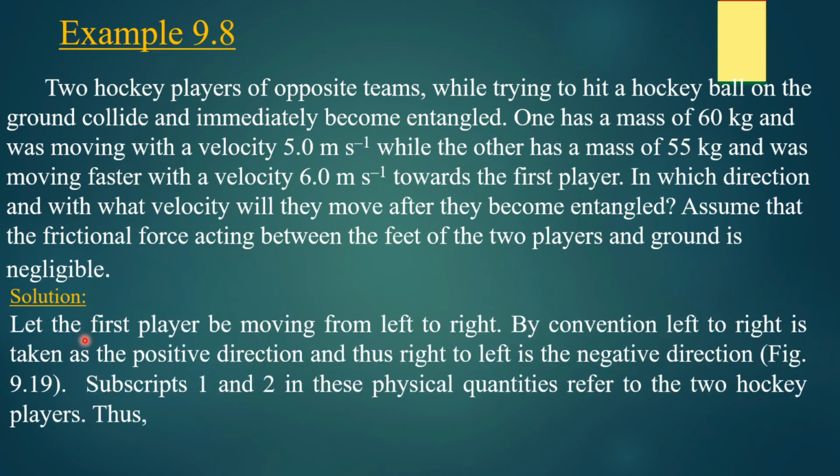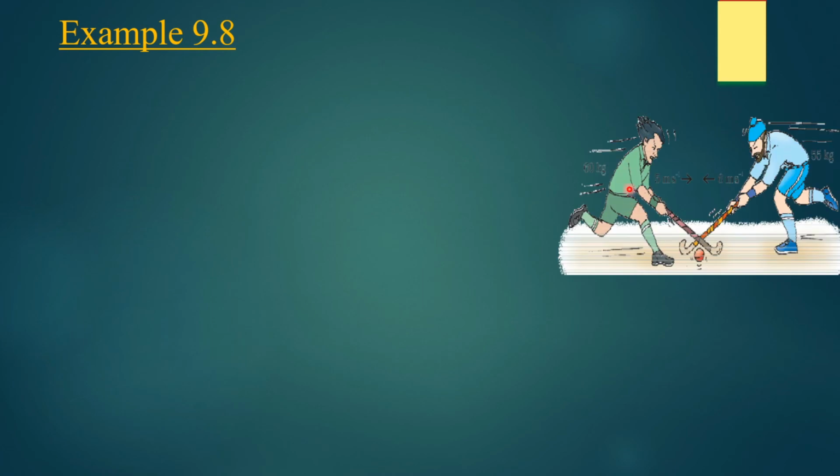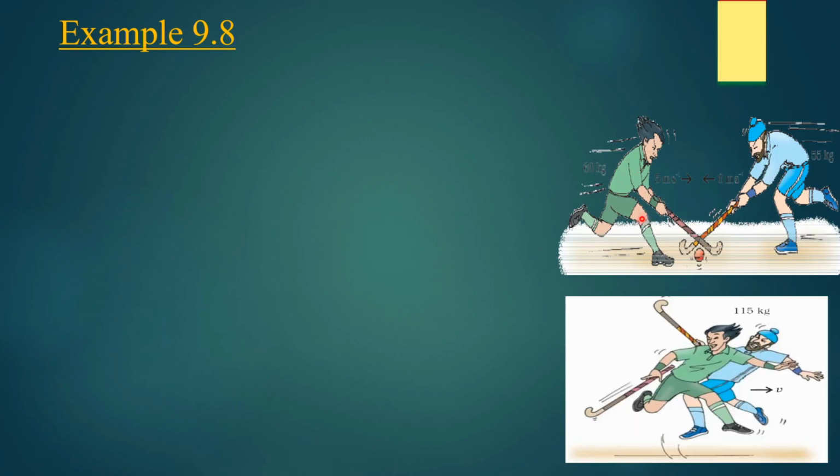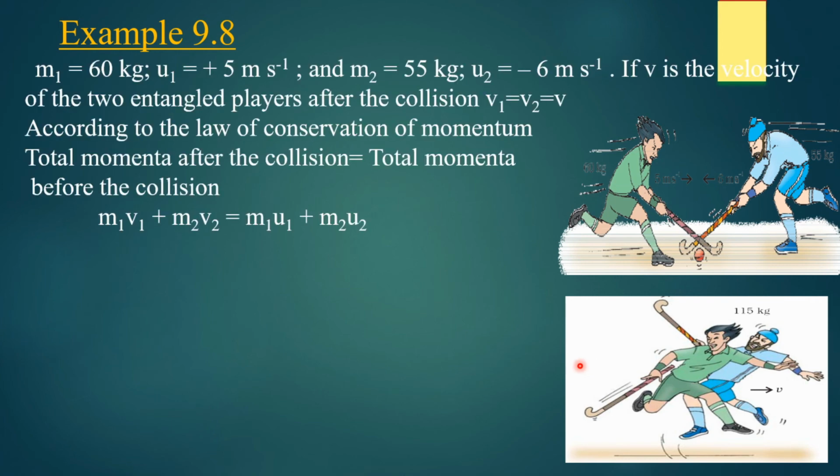So, in this solution, let the first player be moving from left to right. By convention, left to right is taken as positive direction, and thus right to left is taken as the negative direction. The subscript 1 will be for the first player and the subscript 2 will be for the second player. This is the first player and this is the second player. And after they get entangled, in which direction they will move and with what velocity, that is the question.